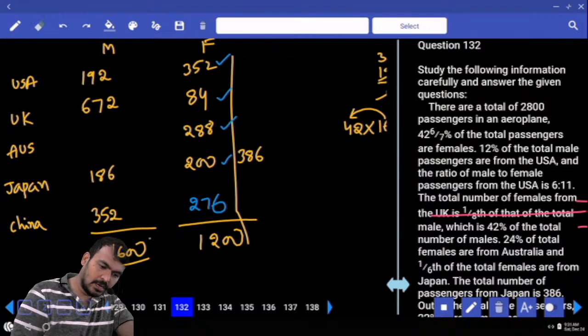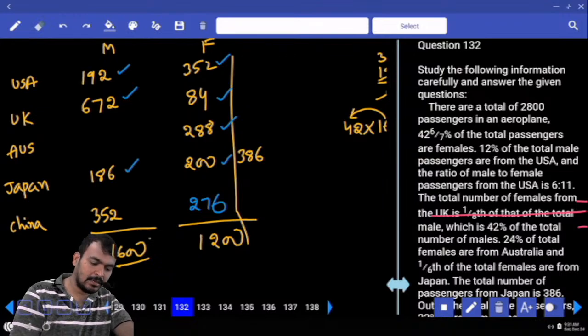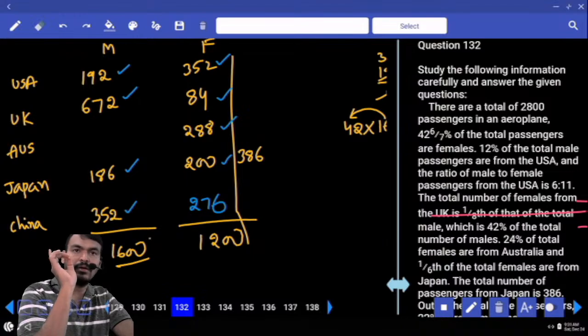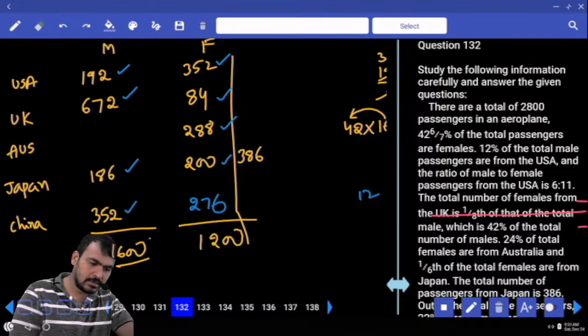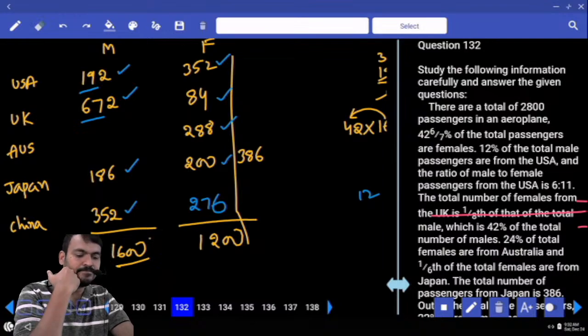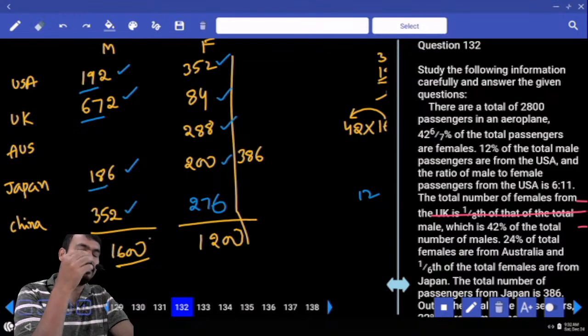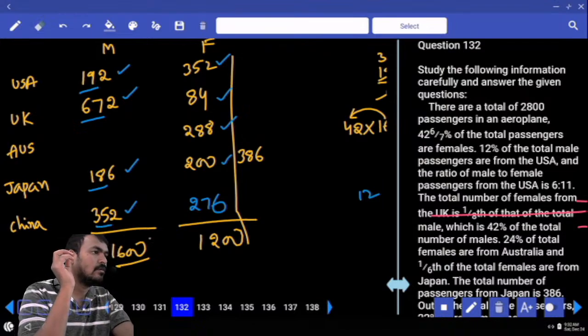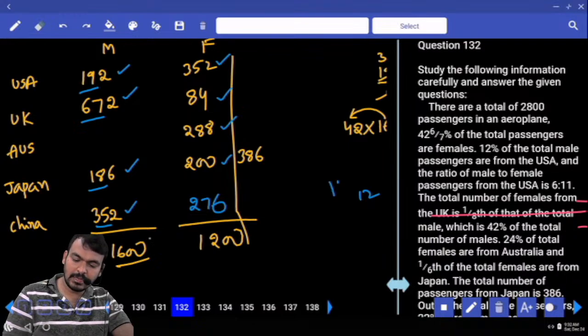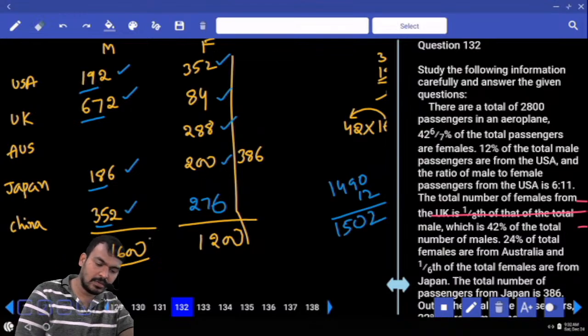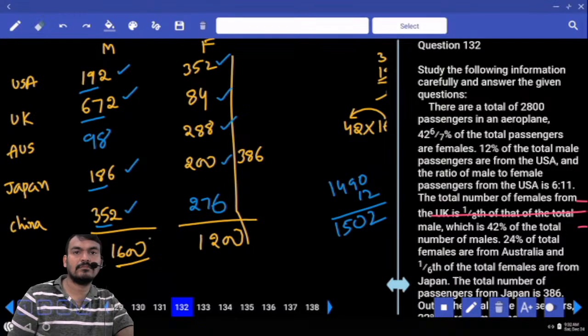Next. 2 plus 2, 4 plus 6, 10 plus 2, 12. Next. 190 plus 670, 860. 860 plus 180, 1040. 1040 plus 350, 1490. 1490 plus 12, means 1502. What is the remaining? 98.